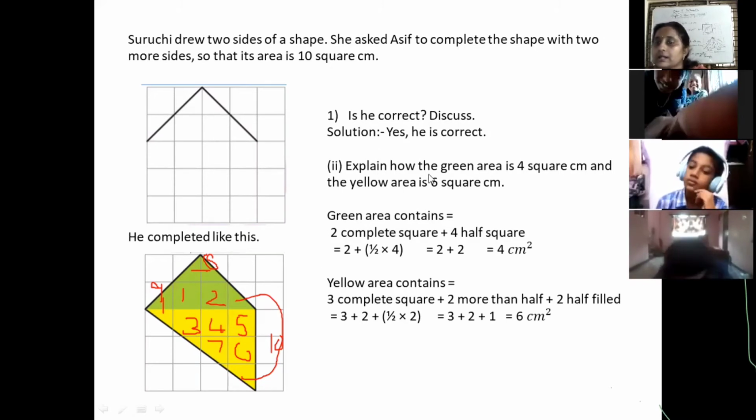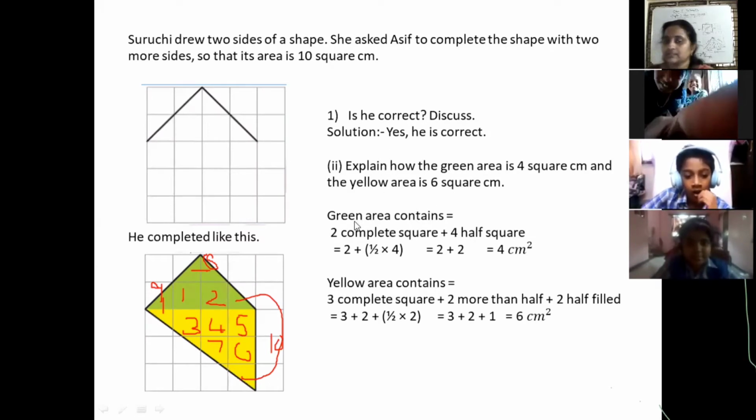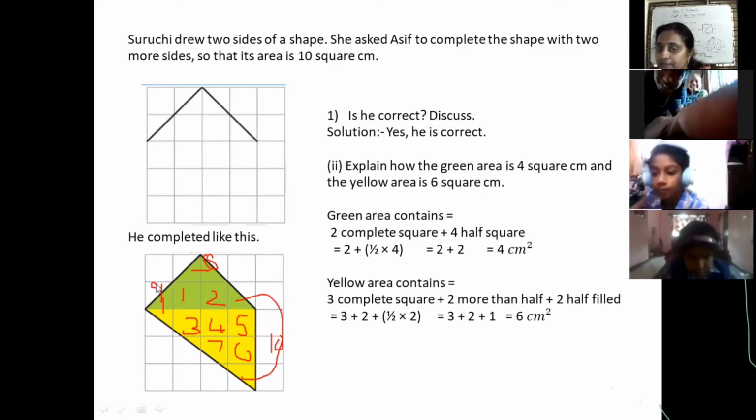Okay. Explain how the green area is 4 square centimeters and the yellow area is 6 square centimeters. 4 means here 1, 2, these 2, 3, and here a half. 2 halves will become 1. So here 2 complete squares and 4 half squares we have. So 4 halves means 2 we are getting. So 2 plus 2, 4 square centimeters.